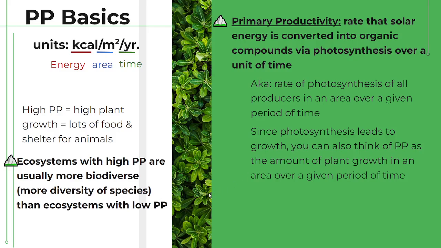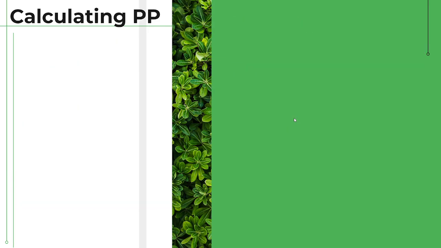The ecosystems with lower primary productivity are going to have lower biodiversity. They're going to typically be in colder regions, so thinking like the tundra as an example, that don't get as much sunlight, that don't have the warm temperatures and precipitation needed to support the growth of plant life.